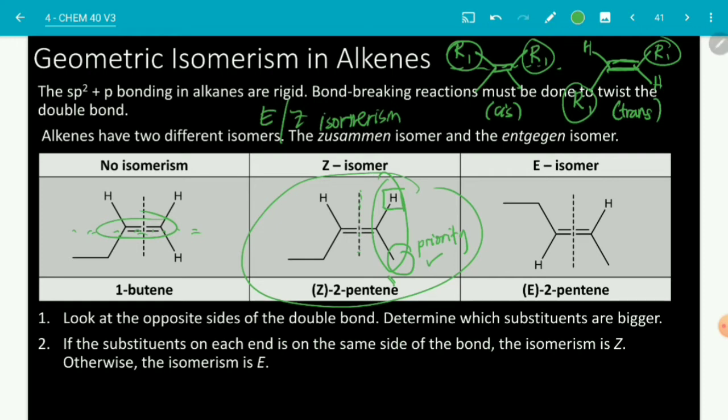So, punta naman tayo sa side na to. Ang i-compare naman natin ay ito. Okay? So, mas mabigat to kaysa dito. So, ito naman yung priority. Okay? Priority.